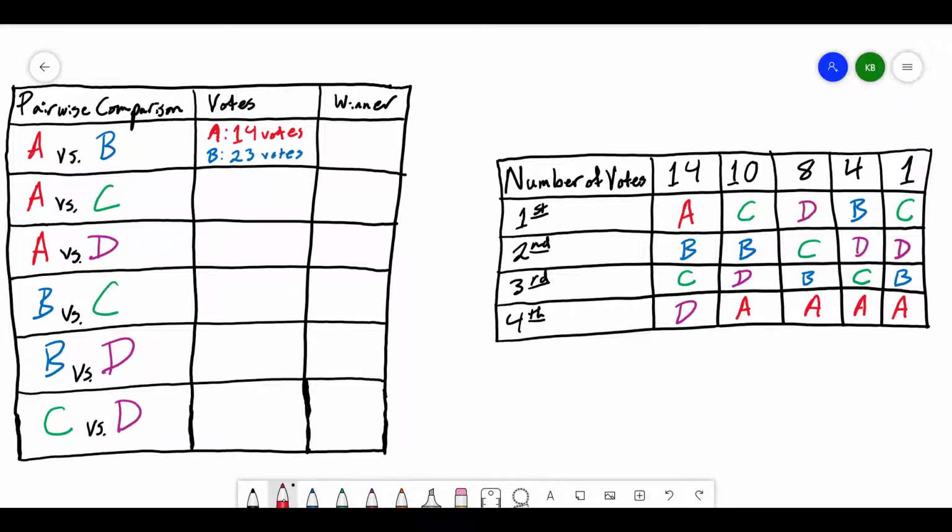And then I'm going to repeat this for A versus C. A falls ahead of C in the first column, and then never again. So A has 14 votes, and C has all the rest of the votes, so 23 votes. I'll repeat this for A versus D. A again has 14 votes, and never again falls ahead of D. So D has the remaining 23 votes.